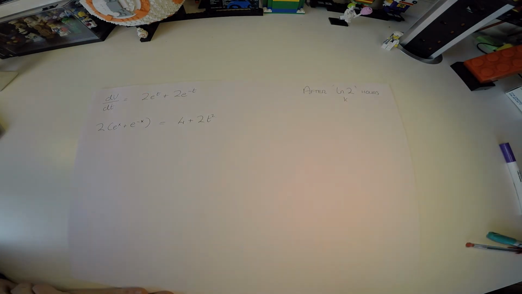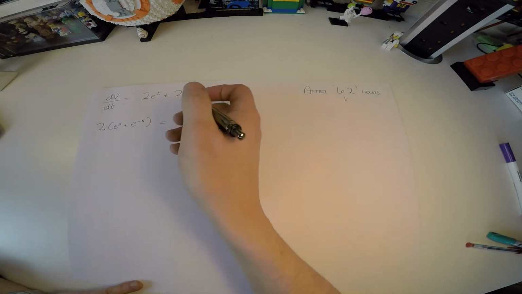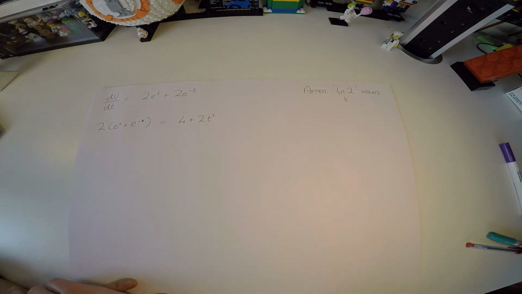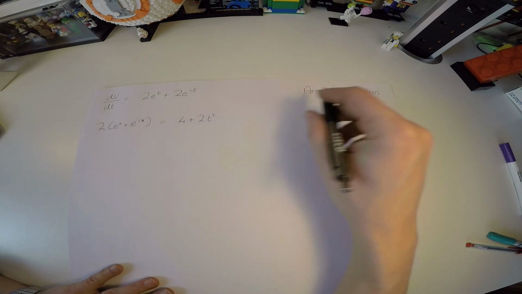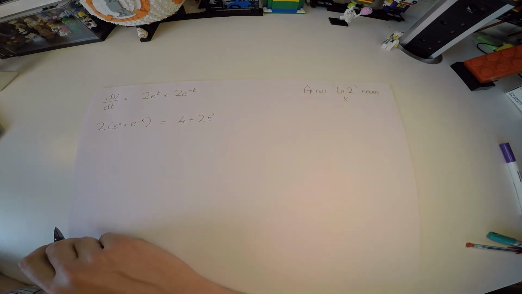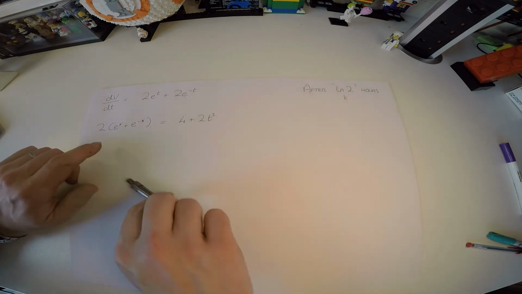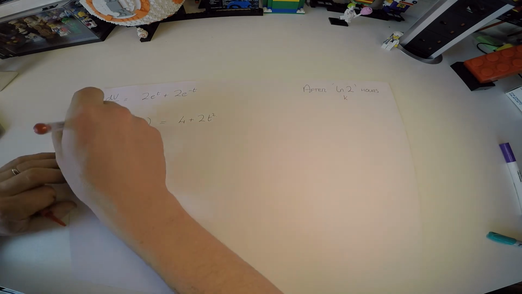Now on to the last part. It says use our answer from the previous part to find an approximation for the volume of the catalyst released into the chamber after ln of 2 hours, which was the k value we just got. So using our approximation from the last part, they talk about using this part. And why would they say that?